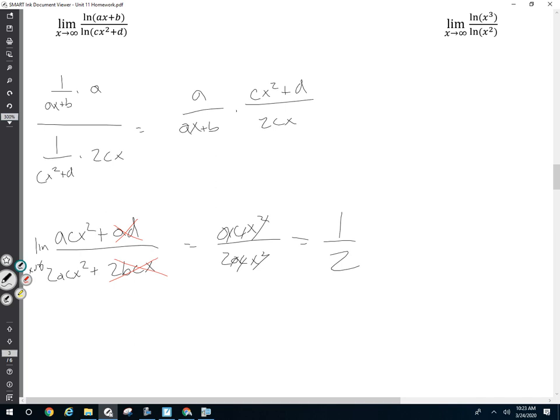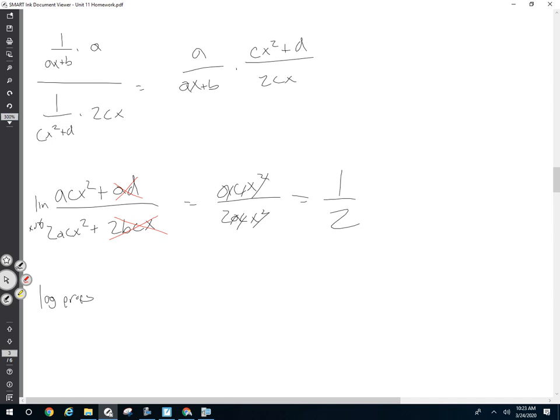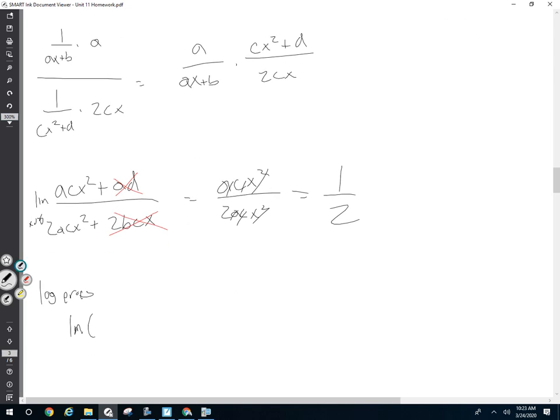What would be the other way to do it? Here's the other way. I don't like this. I'd rather you focus on using the L'Hopital's rule, but I'll show you. You've got ax plus b, and then cx squared plus d. If you're plugging in infinity, you immediately know that the b doesn't matter and the d doesn't matter. So log ax over log cx squared.